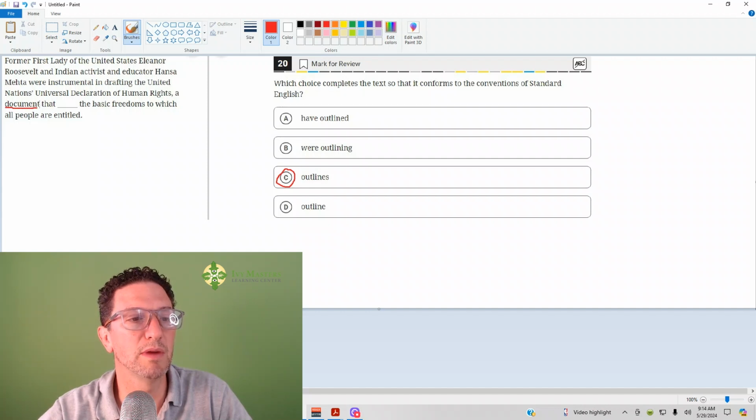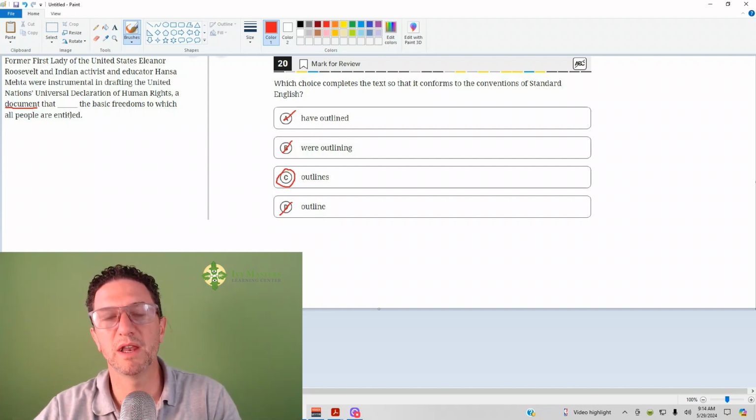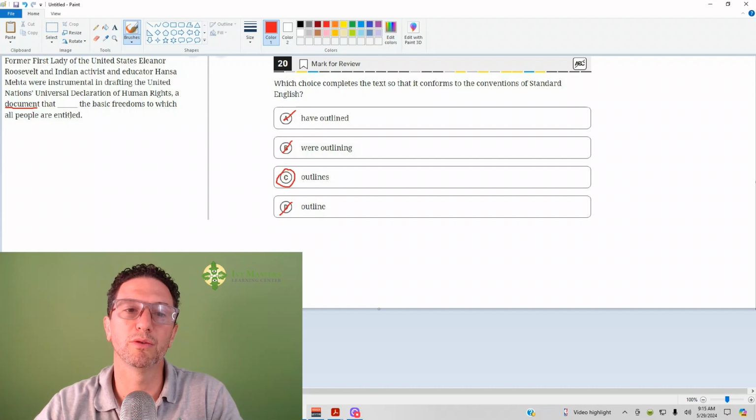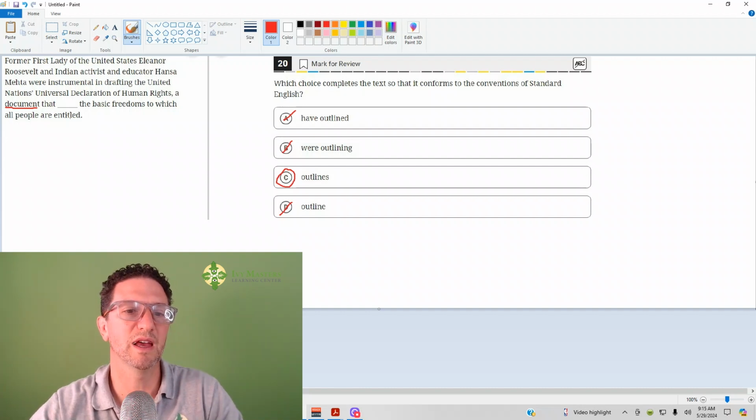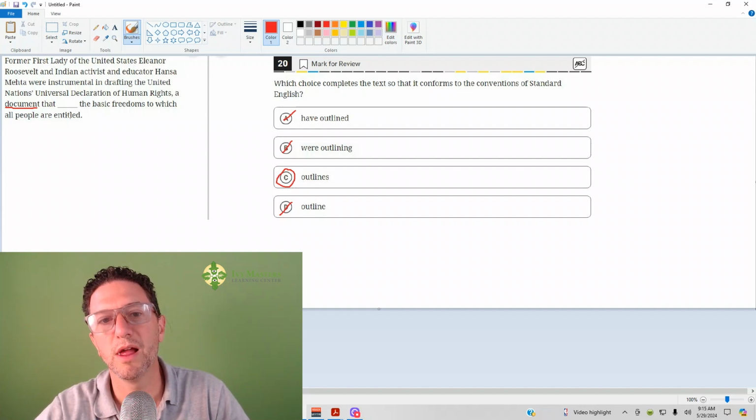The document have outlined, no, that sounds bad. The document, or a document were outlining, no. The document outlines makes sense. A document outline does not. So once again, the subject is singular, and answer choice C, when you put an S on the end of a verb, that's a singular verb, and when you take away the S, it's actually a plural verb, and you could see that here. You'd say they outline, but it outlines because a verb is defined as singular or plural based on its subject.